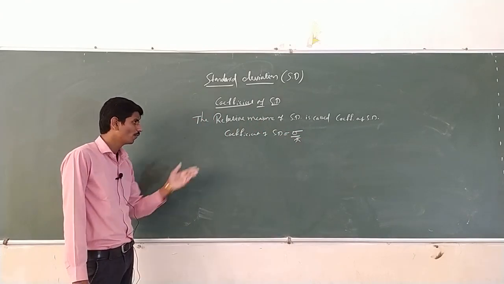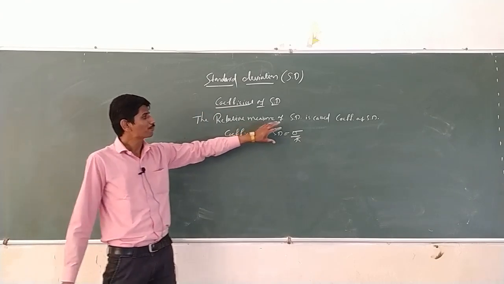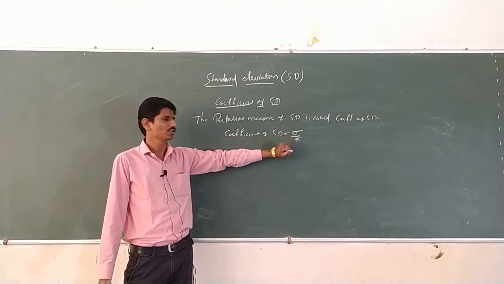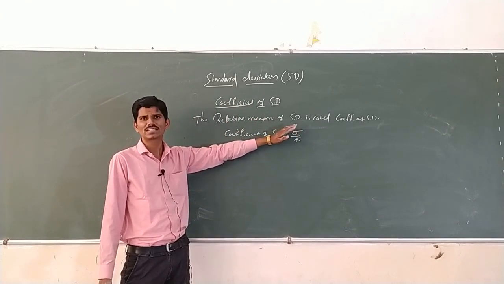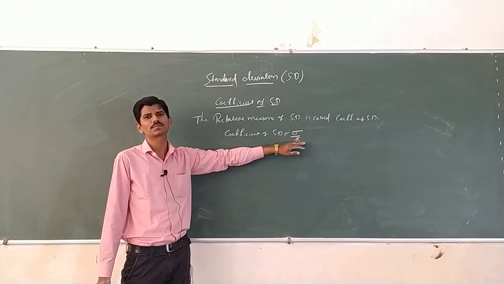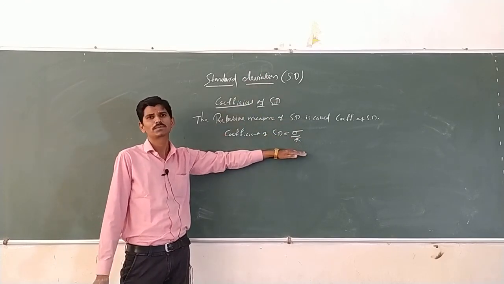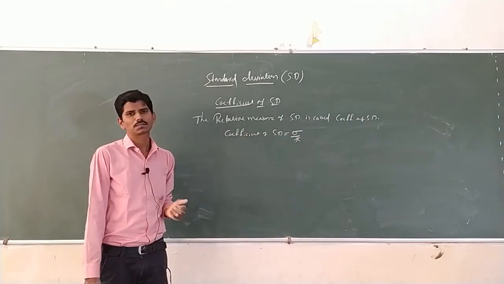What is the coefficient? It is the ratio of the absolute measure of dispersion to a suitable average. The absolute measure is sigma, the standard deviation. The suitable average is x bar. Standard deviation takes only the x bar value, that is sigma by x bar. That is the coefficient of standard deviation.